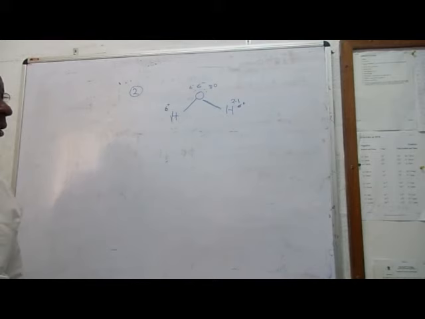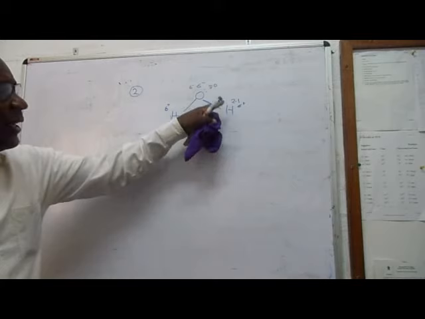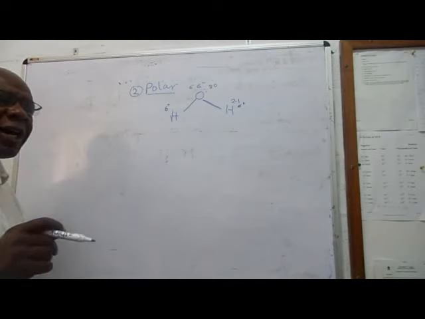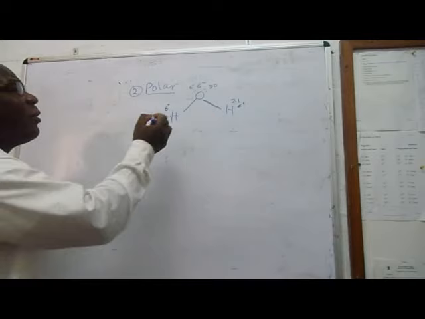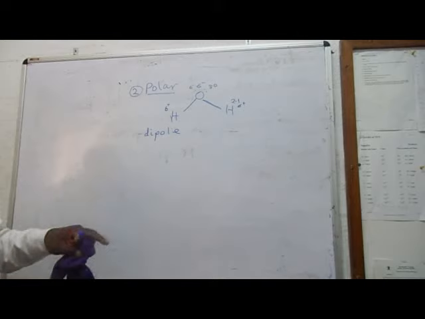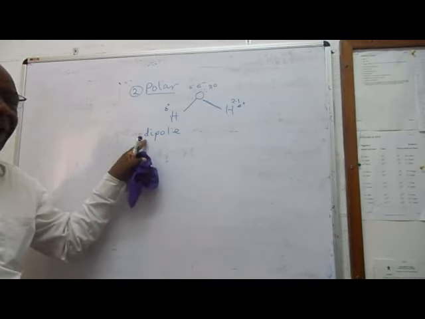So we create a polar molecule. We have a positive charge on one end and a negative charge on the other end. So we are saying water is a polar molecule. That's the second property. But we can go further and say that we have actually created two poles, a negative pole and a positive pole. So water is a dipole. Di means two, and pole you can say direction. So it has a positive pole and a negative pole. So water becomes a dipolar molecule.